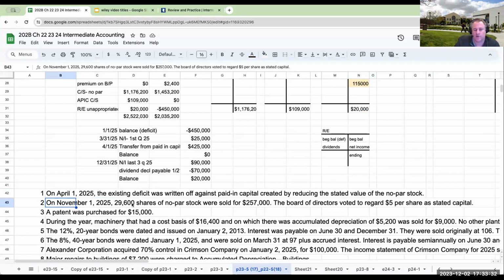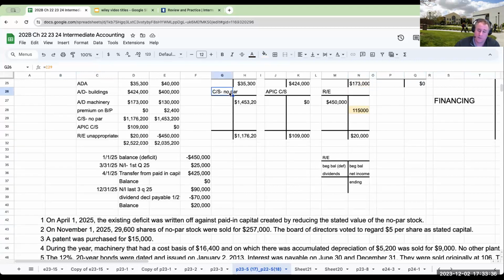On November 1st, 2025, 29,600 shares of no-par stock, again, something I never would see in my entire time of practicing, were sold for $257,000. The board of directors voted to regard $5 per share as stated capital.